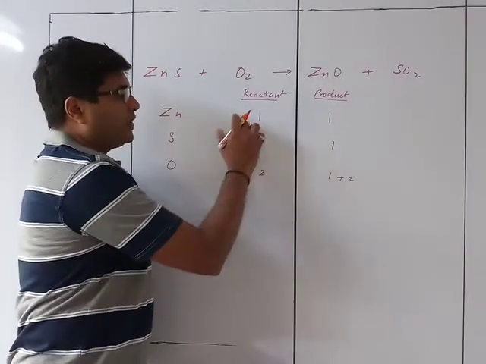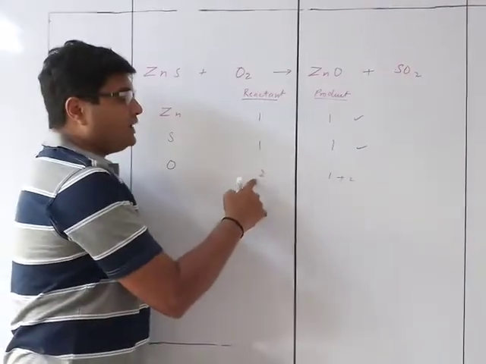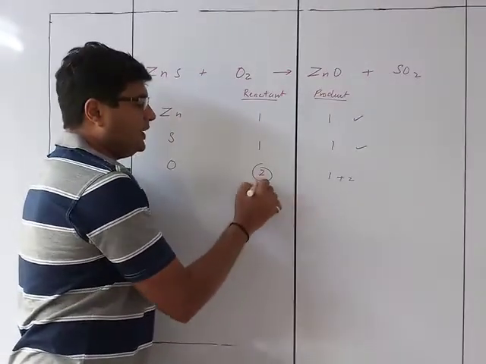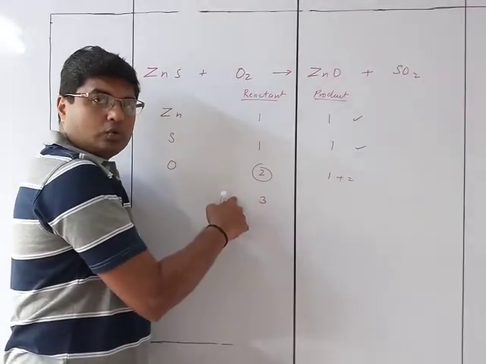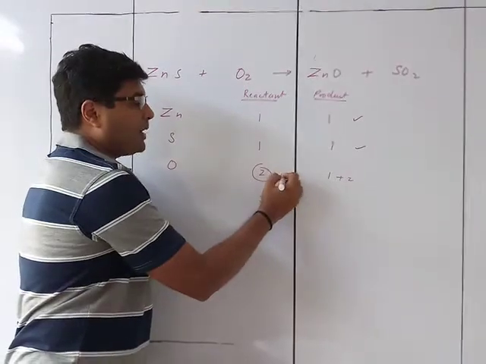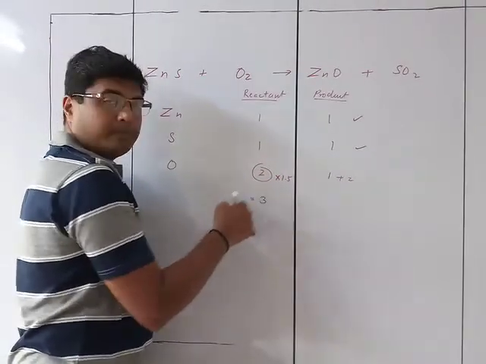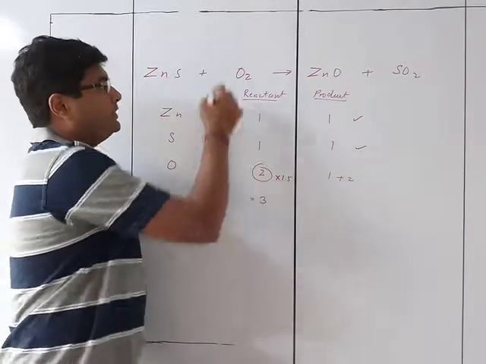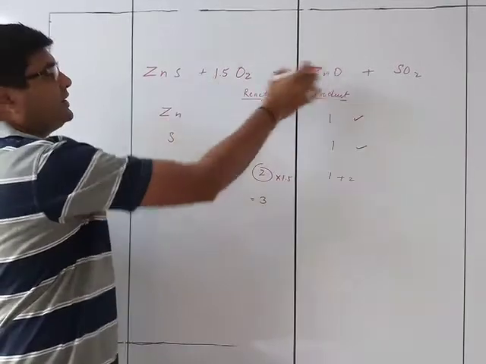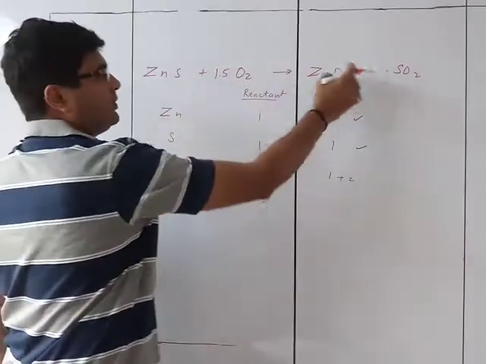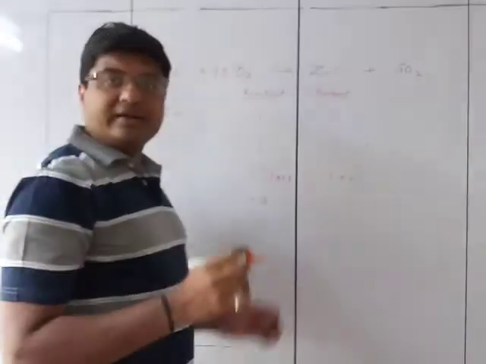Now because this and this are equal, I need to somehow make this 2 into 3. What will I multiply this by to make it 3? I can multiply it by 1.5. If I multiply by 1.5, automatically it becomes 3. So that means if I am able to put this as 1.5, then this equation gets balanced because Zn will be 1, S will be 1 and O will be 3 over here, and 3 over here. So it gets balanced.